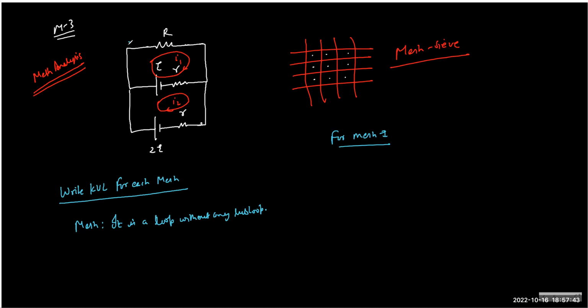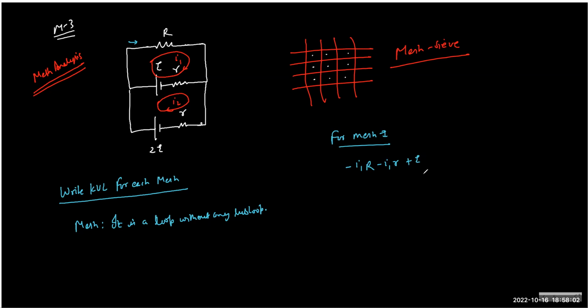Okay, let me start from here and let's come back to this point. I'm moving this way. So tell me guys what I will write, ignoring the other loop. Minus I1 R, very good. Minus I1 small r plus E.